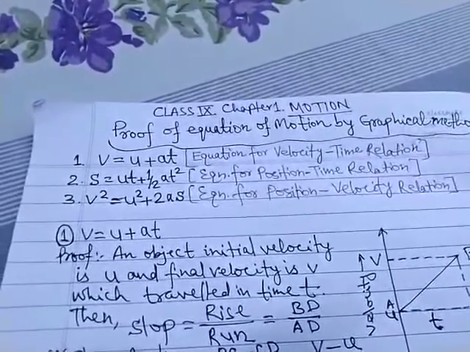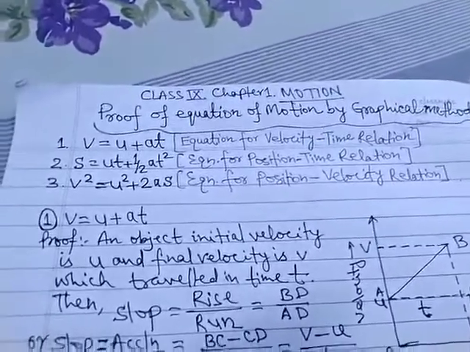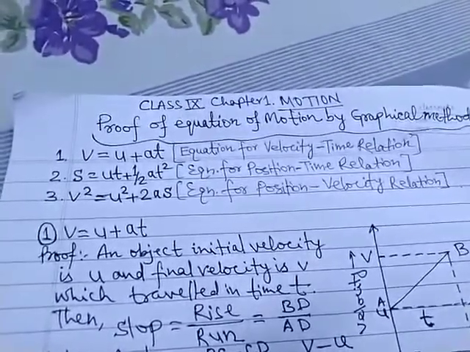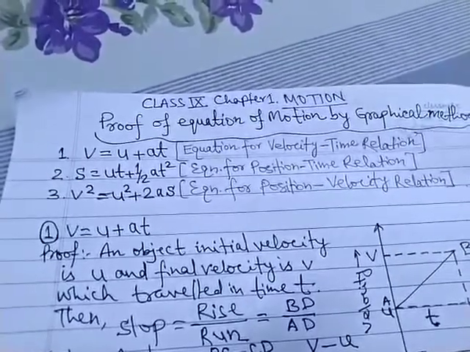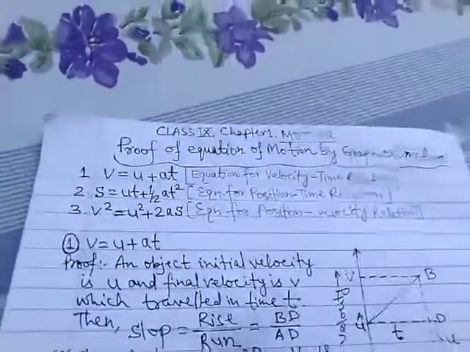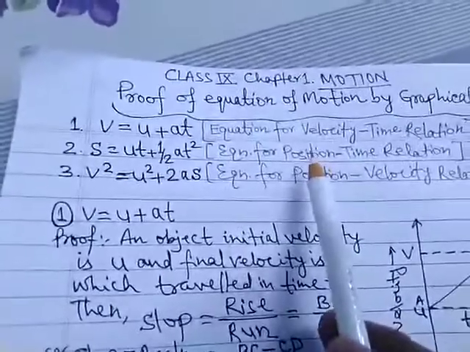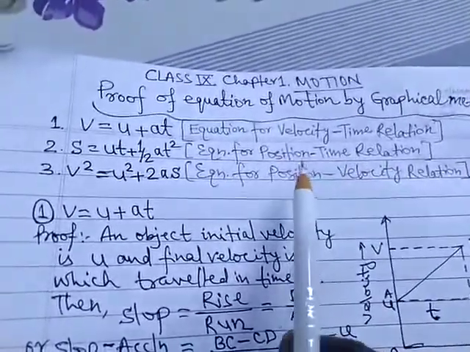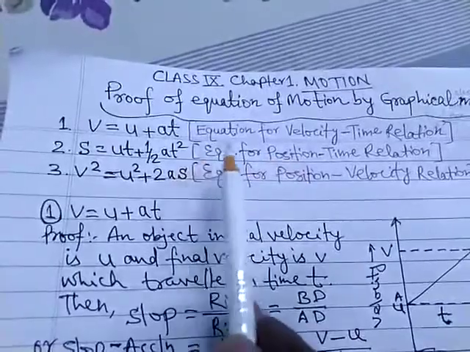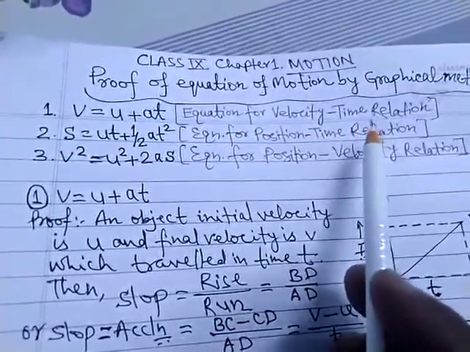Students, now I will teach you how to prove the three equations of motion by the graphical method. Okay, so let us start. The first equation is v is equal to u plus at. It is called the equation for velocity-time relation.